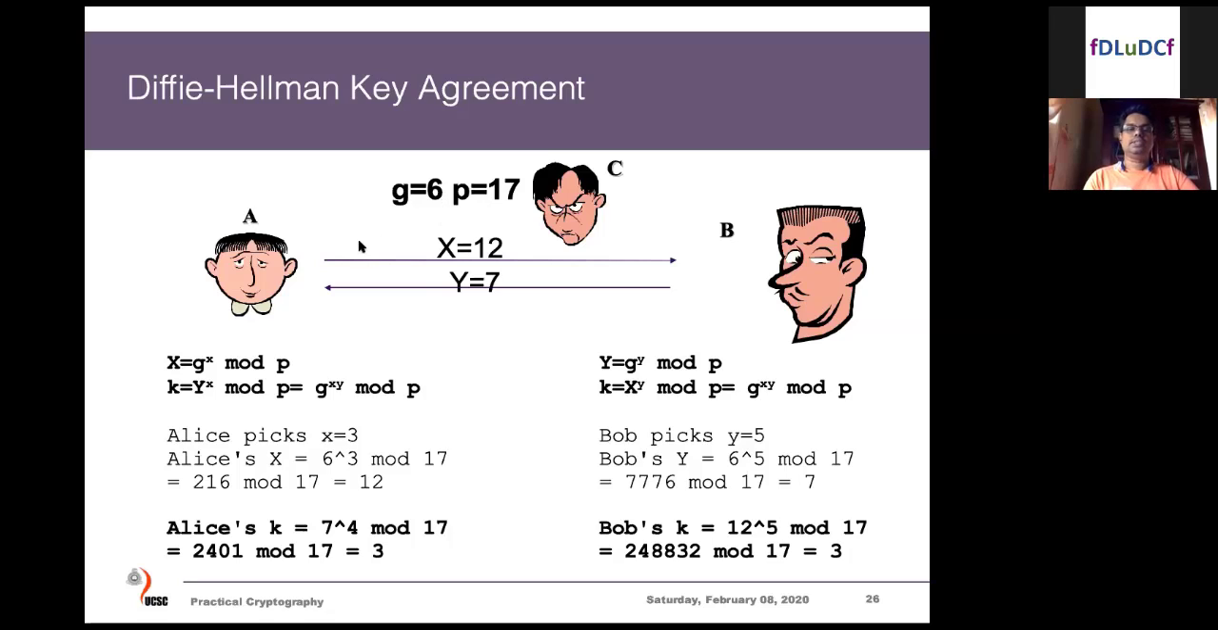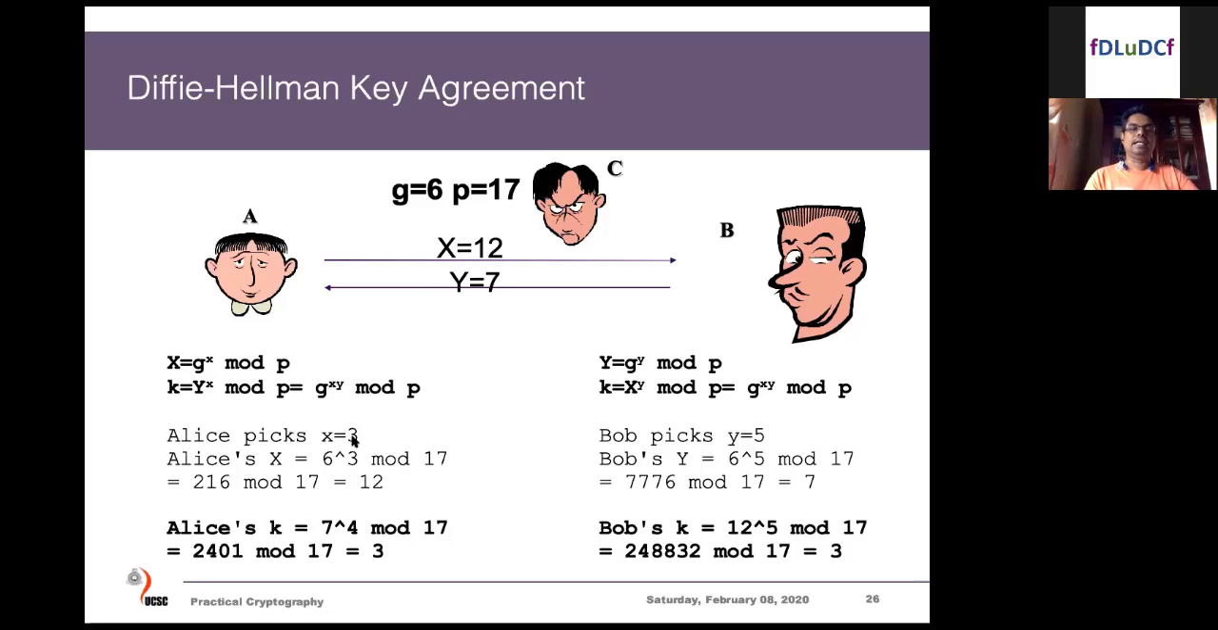These two numbers A and B share publicly, so the attacker C also sees those two numbers. That's fine, because those two numbers are part of the public key. After that, the protocol says A should generate a private key. A's private key is simply X, some random number. For simplicity, I assume Alice picked X equal to 3, so Alice picked the number 3 as her private key.